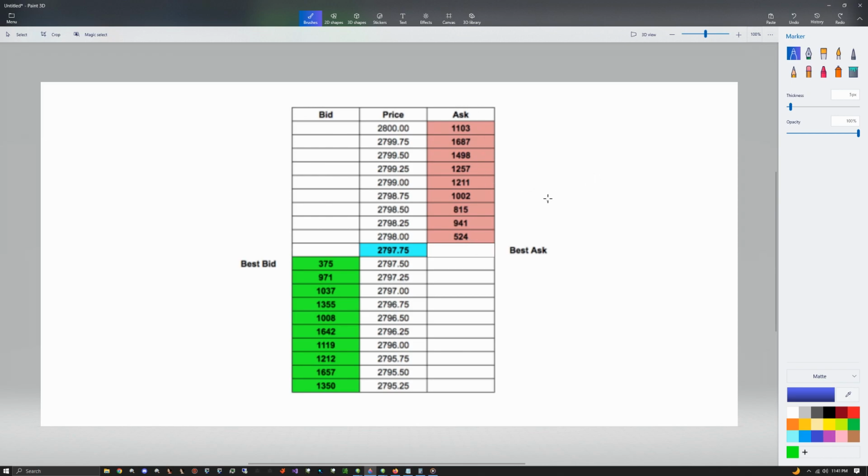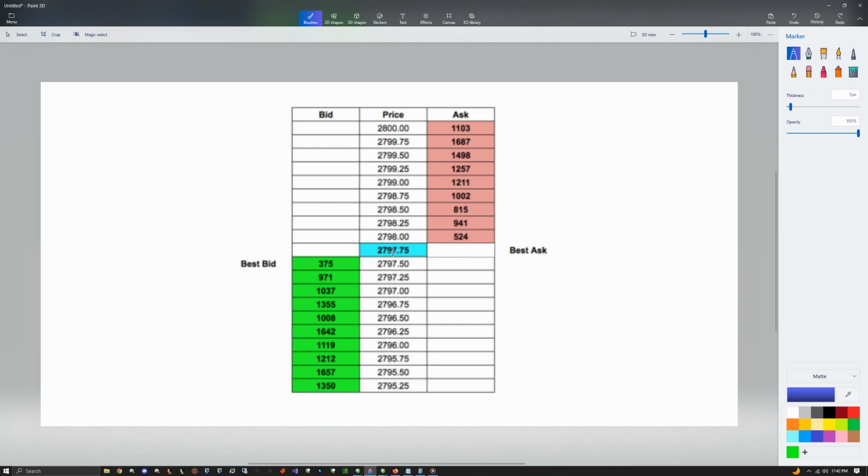So for an example, right here we're going to be at price 2797.75, and we want price to go up to 2798. Right here, we need aggressive buyers to hit the ask, because this is the ask. We need to hit the ask 524 times to take control of 2798. And the same thing for 2798.25, we would need to hit it 941 times to take control of this price, and so on and so forth.